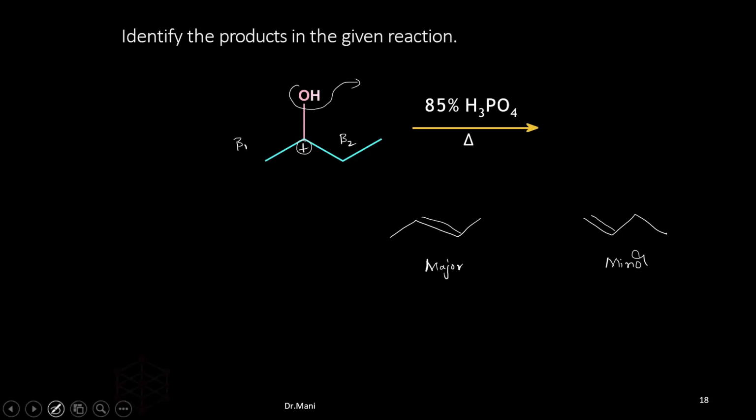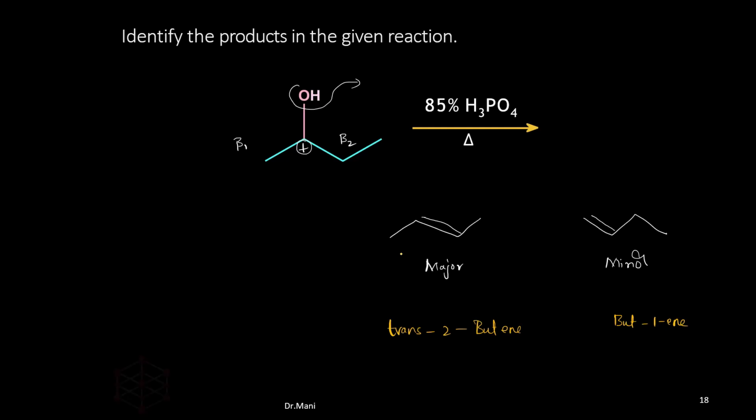Actually, the name for this one, we call it trans-2-butene. And this one is named but-1-ene. Okay, so just remember this is the major and this will be the minor one.